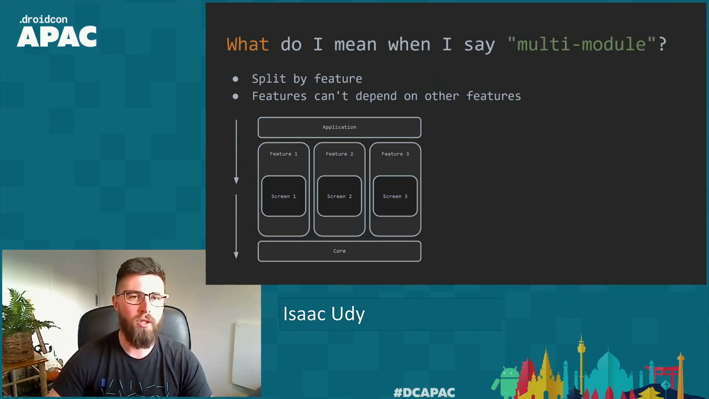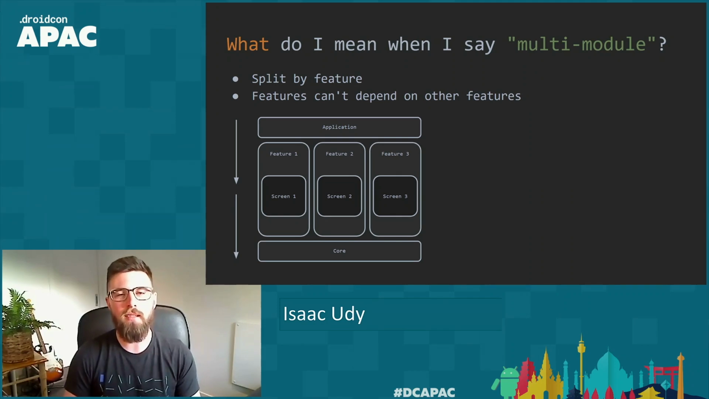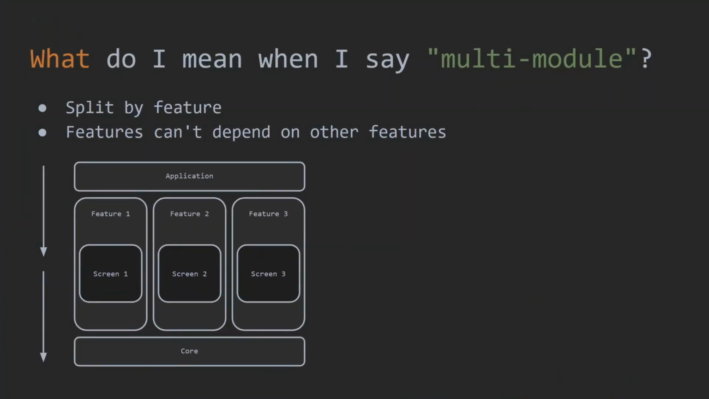So, what do I mean when I say multi-module? Well, I'm talking about reasonably large projects that are split out into multiple feature modules, just regular Android library modules, not dynamic feature modules. The goal being here that different teams can own different modules independently. These feature modules can't depend on each other directly because we want to avoid circular dependency issues. And of course, we want to compile our modules in parallel so that we've got nice fast builds.